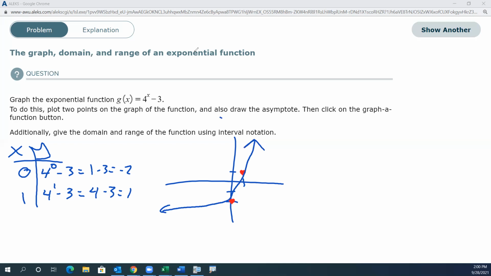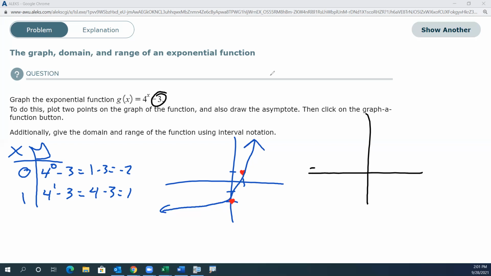It says we also want you to draw the asymptote. Well, one way to do that is to say, all right, if it was just 4 to the x and there was no -3, the horizontal asymptote would be the x-axis, because that's the default horizontal asymptote for exponential functions. But there is the -3. What does that -3 do? Well, it just moves the whole graph of the function down 3.